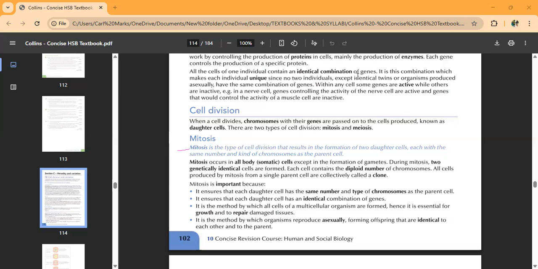Let's continue. Any questions there, Zara? Right? Remember, two identical cells are made from this type of cell division, right?